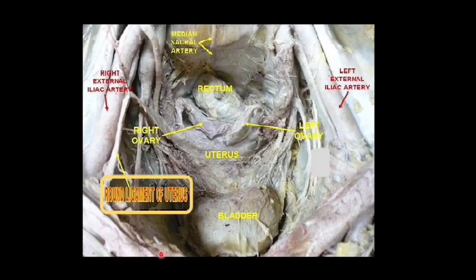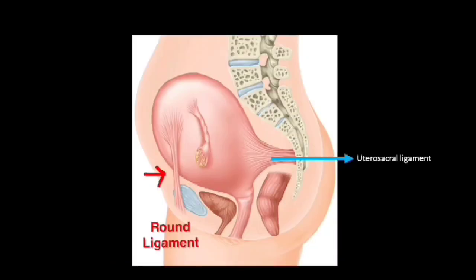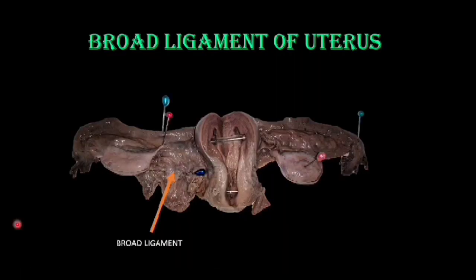It helps to pull the fundus of the uterus forward so that it maintains the anteversion and anteflexion of the uterus. And developmentally, it is considered to be a remnant of the distal part of gubernaculum of ovary. You can see here the round ligament as well as the uterosacral ligament, which helps to maintain the anteversion and anteflexion of uterus. The broad ligament of uterus is a false ligament.